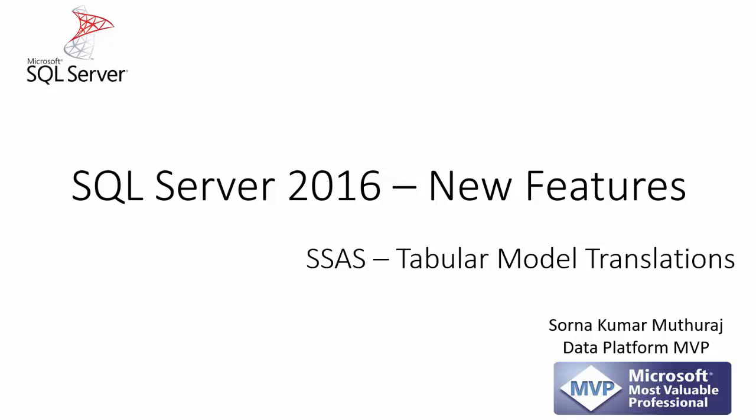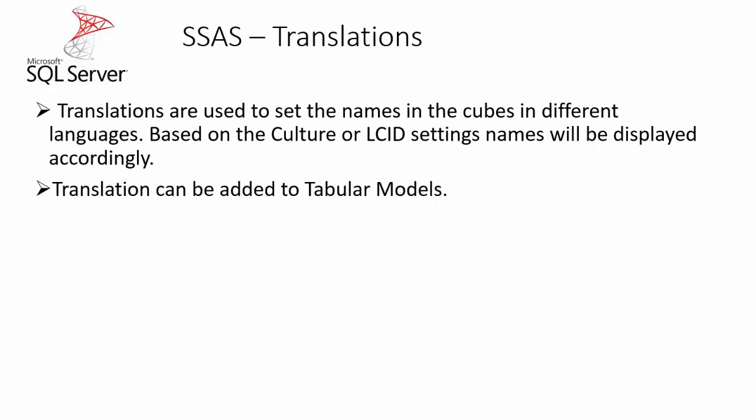Hello all. In this video, let us take a look into a new feature of tabular model translations. Translations are nothing but we can set up the names of the objects in a cube in different languages, and based on the computer or the machine in which the Excel pivot is being launched, based on the culture or LCID settings, the names will be displayed in that respective language.